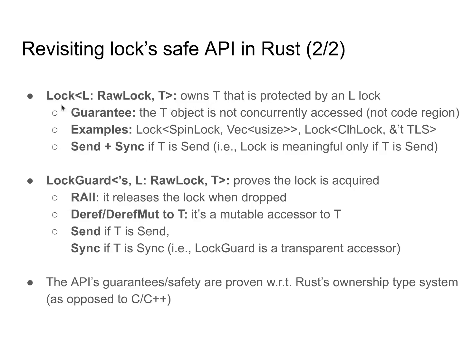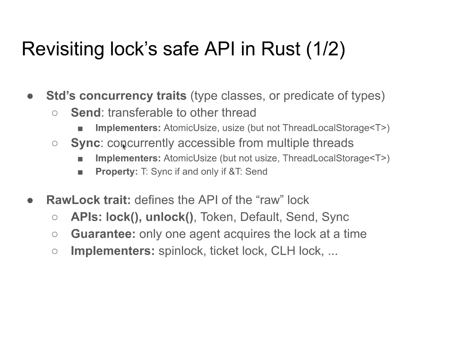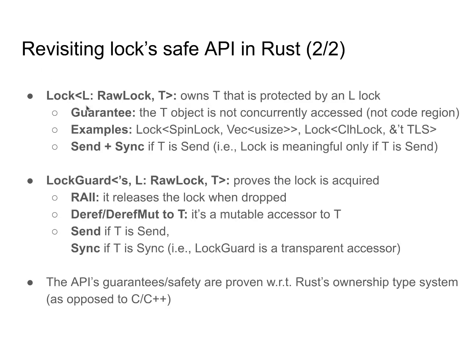So first, this lock type has two components. L is the RawLock and T is the data. And it owns the data T, and the object of type T is protected by the L lock. For example, if L is a spin lock, then this is a T that is protected by a spin lock. If L is, for example, a ticket lock, then it is the T that is protected by a ticket lock, etc., etc.